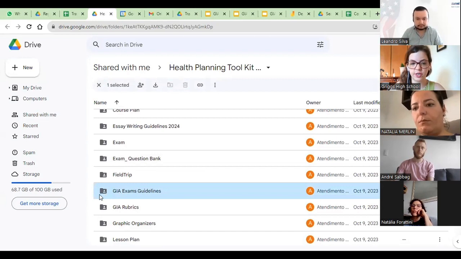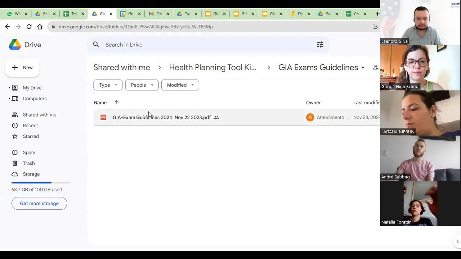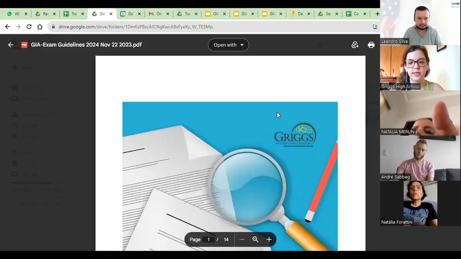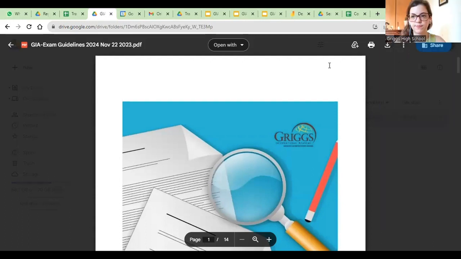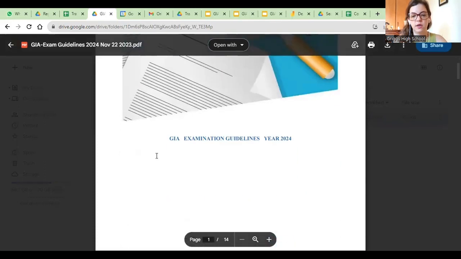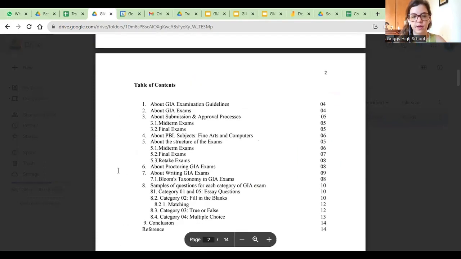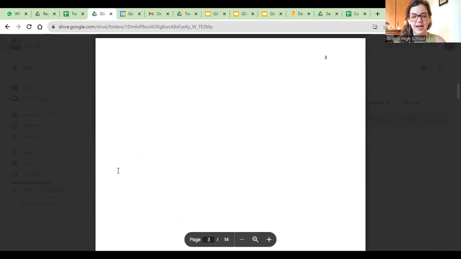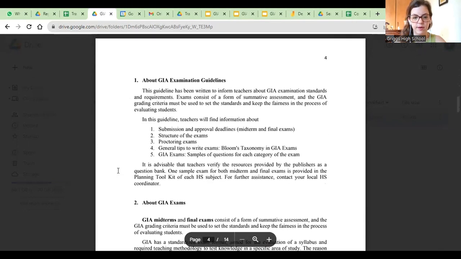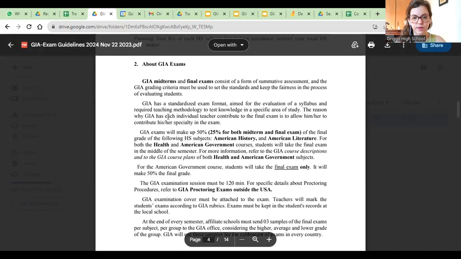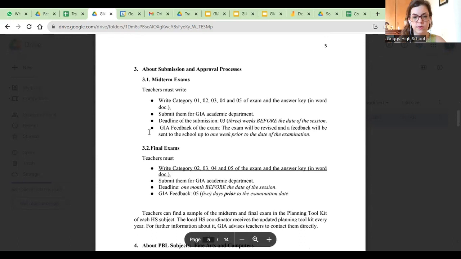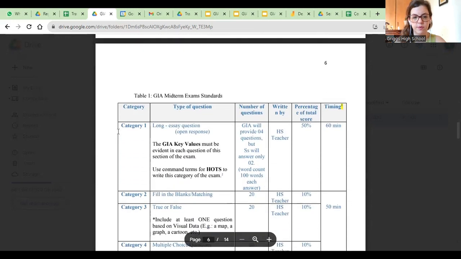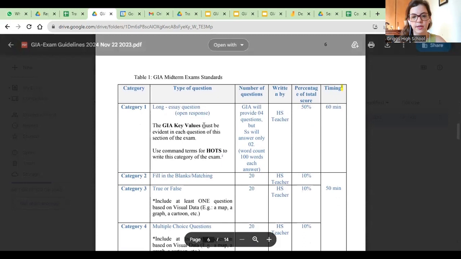So we have this folder here, GIA exams guidelines. It's very important that you consult this document. It's not that long and it will tell you exactly how to make your exam, okay? Here we have some explanation about how much it's worth, 5 categories, and so on. But what I really like is this table.